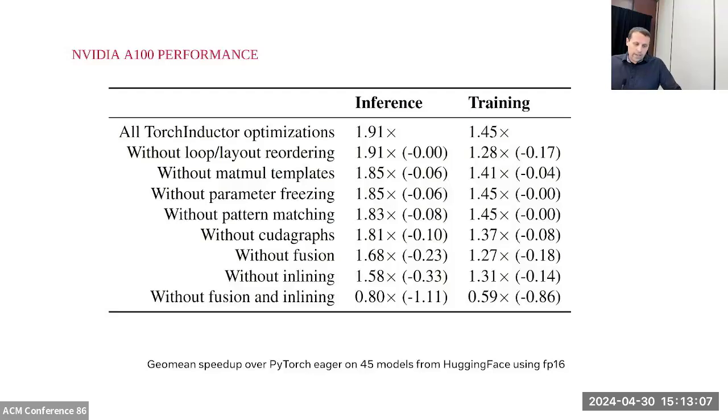And fusion and inlining are both different ways to basically combine kernels together, which reduces memory traffic because you can pass data between kernels in registers rather than needing to round trip through memory.